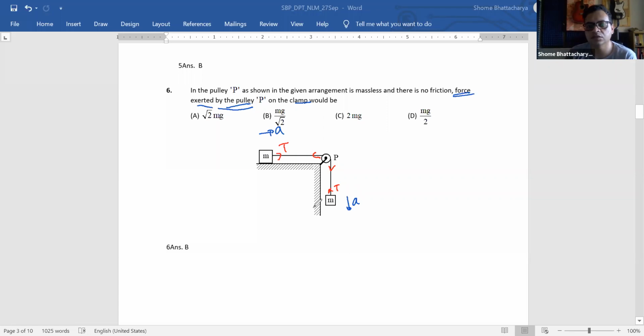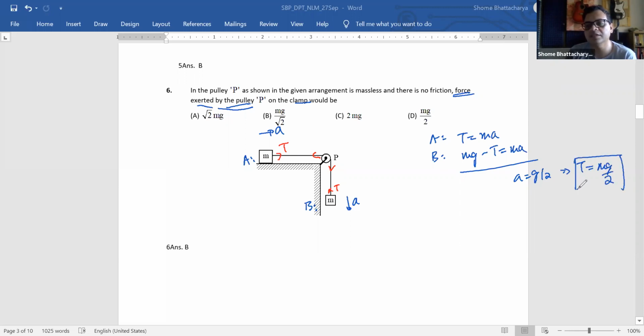So for this block, let's say this is block B and this is block A. So for A, you have the equation T is equal to Ma. There's no friction anywhere. And for B, we have mg minus T is equal to Ma. So if you solve this system, you'll get A as g by 2, and that means tension is mg by 2. So once you got the tension, next thing now is you make the pulley's free body diagram.